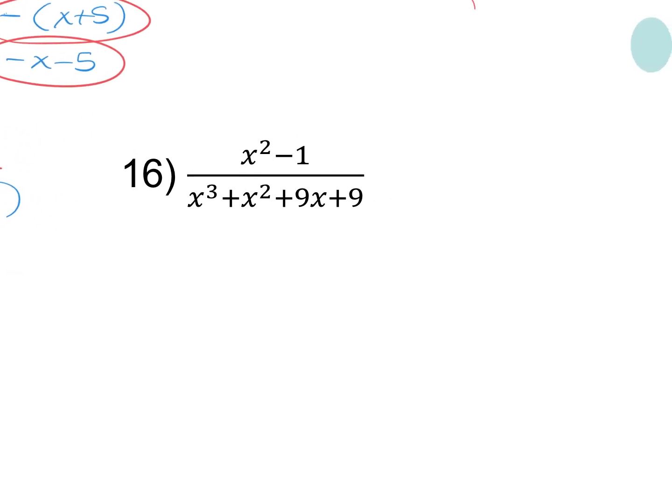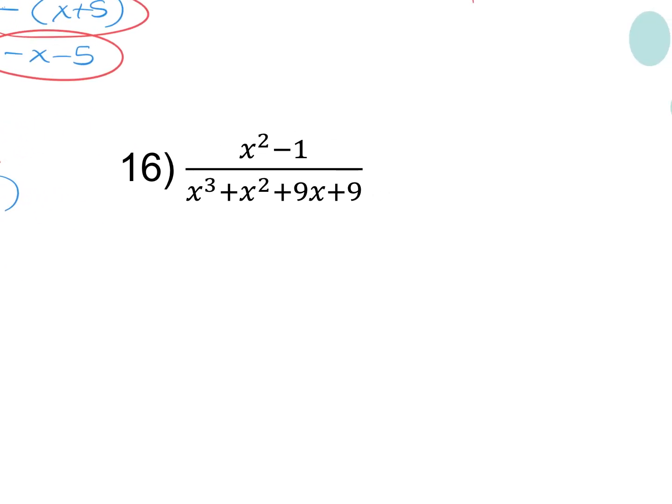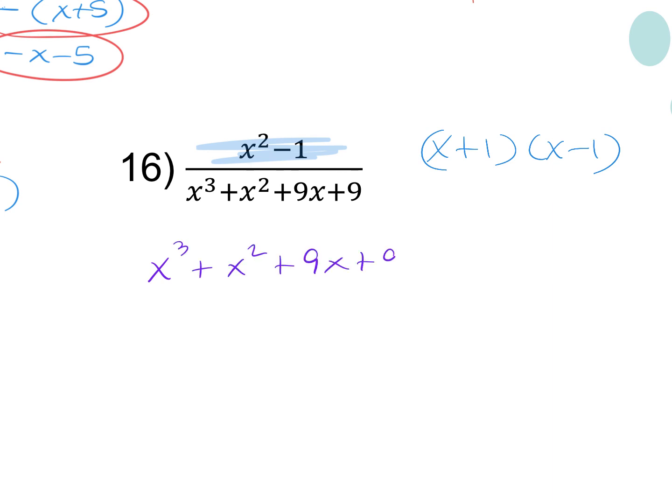Again, I've got the difference of 2 squares in the numerator. And the denominator, I'm going to factor by grouping. So for the numerator, this is going to factor into x plus 1, x minus 1. And for the denominator, we're going to factor this thing by grouping. Let me just rewrite it down here. I'm going to make a red group and a blue group.